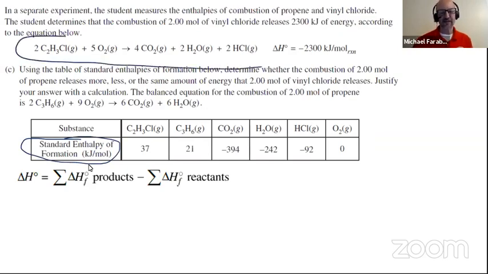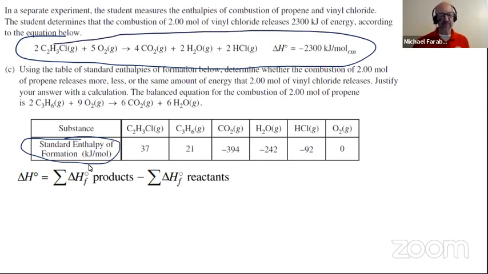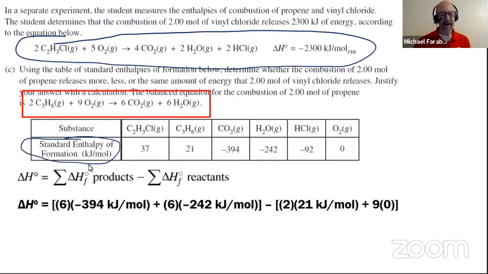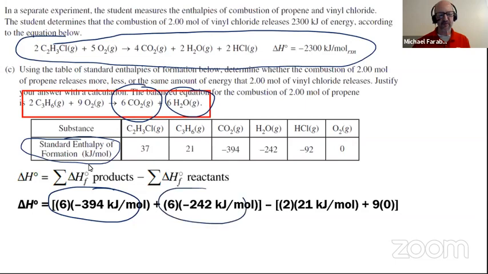And they gave us an equation at the top, and they already gave us a delta H. They give us another equation, and it says, will the combustion of 2 moles of C3H6 release more or less heat than the combustion of 2 moles of this vinyl chloride, this C2H3Cl? So we're going to do products minus reactants for this particular equation. So 6 times CO2 is right here. 6 times water vapor is right here. I'm just getting this from the table. And then we have minus the reactants, 2 times 21. That comes from this. And again, 9 times 0, because that was just oxygen.